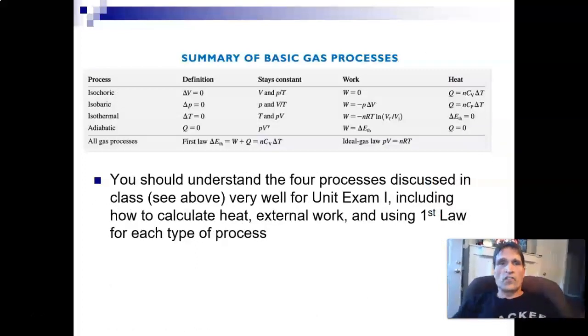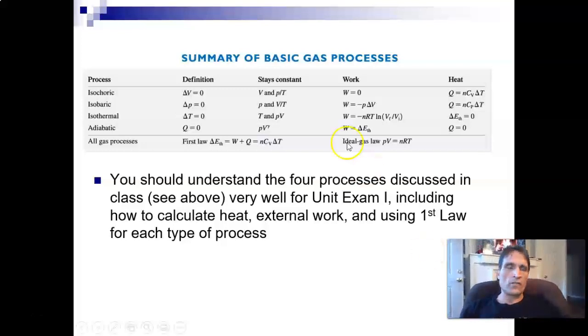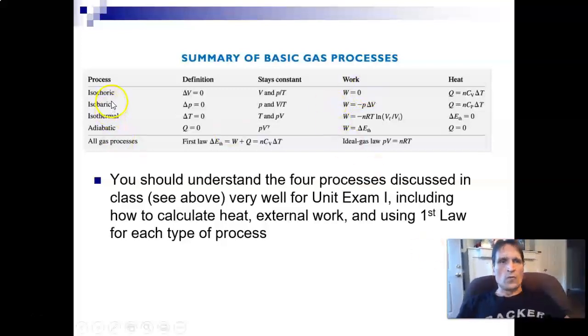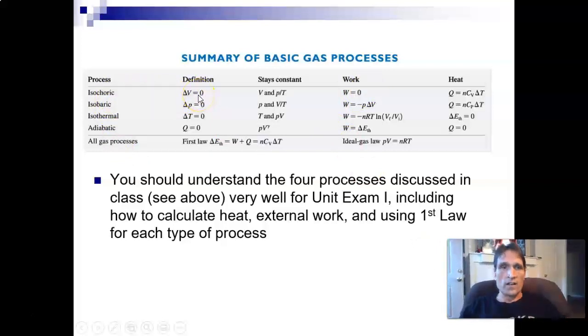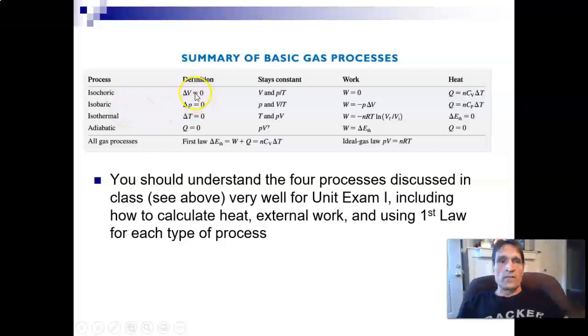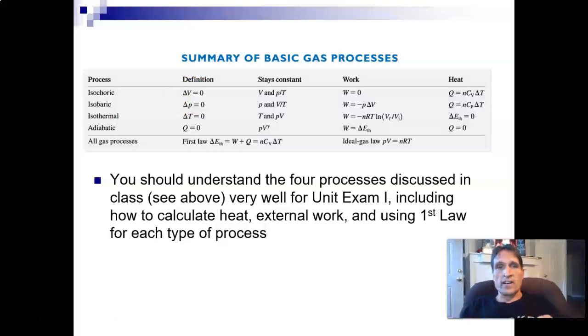We discussed the types of processes that we discussed so far. The first was a process at constant volume, called an isochoric process, and that's delta V equals 0, meaning the volume doesn't change. Remember, that's a rigid container, maybe for gasoline. Then we discussed an isobaric process in which the pressure doesn't change.